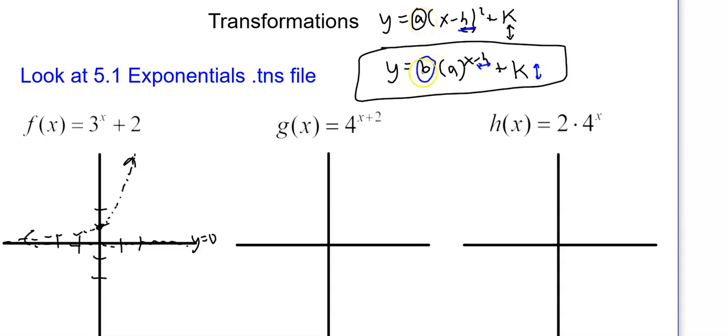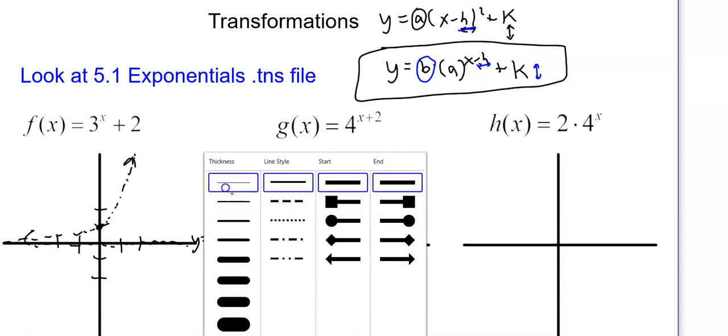If it's bigger than 1, it stretches. If it's negative, it reflects it over the x-axis. Right. So let's just talk about what this one would do here.